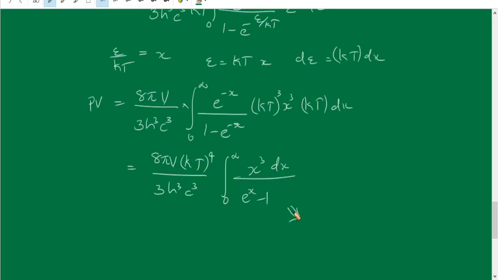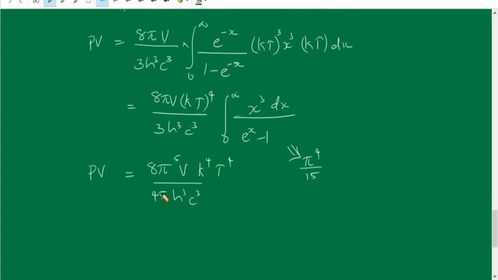This integral we have already obtained as π⁴/15. Therefore we will get PV equal to 8π⁵V k⁴T⁴ divided by 15 into 3, that is 45 h³c³. So this is PV.